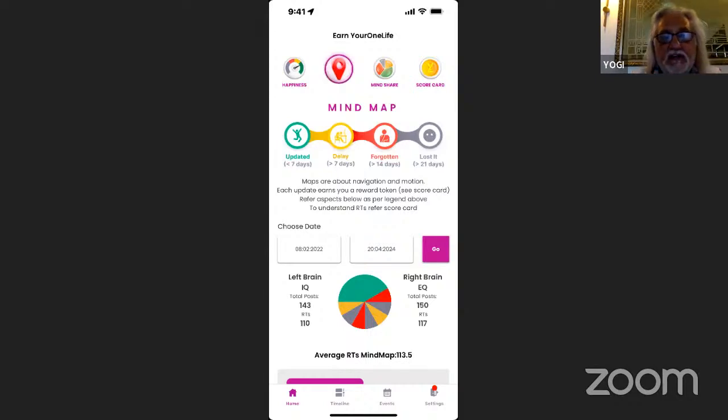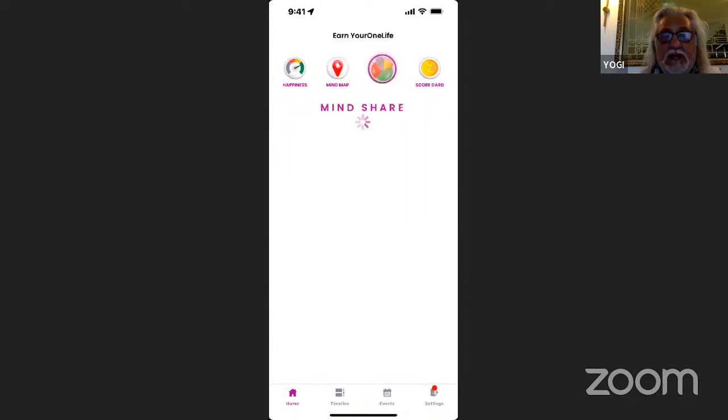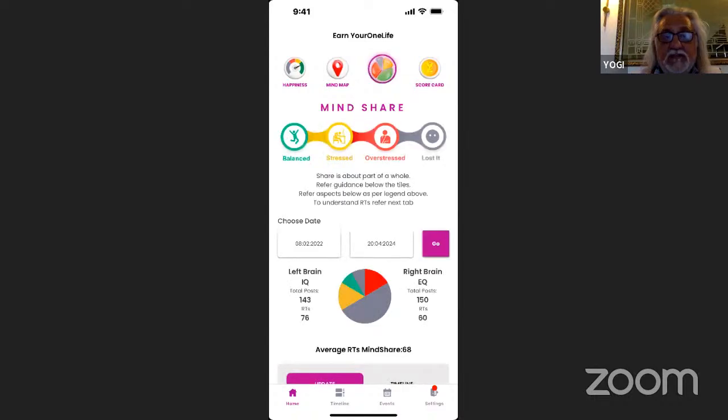Under mind share, we go to the next screen. Share, as we know, is all about a part of a whole, right? So when we go to mind share, it says aspects that have an equal number of posts, an equitable number of posts. So let's say there are about 12 aspects, and if there are 120 posts, every aspect must get a total of about 10 posts. Now, if every aspect has exactly 10 posts, plus minus 10%, which is 9 or 11 posts, then that aspect is green.